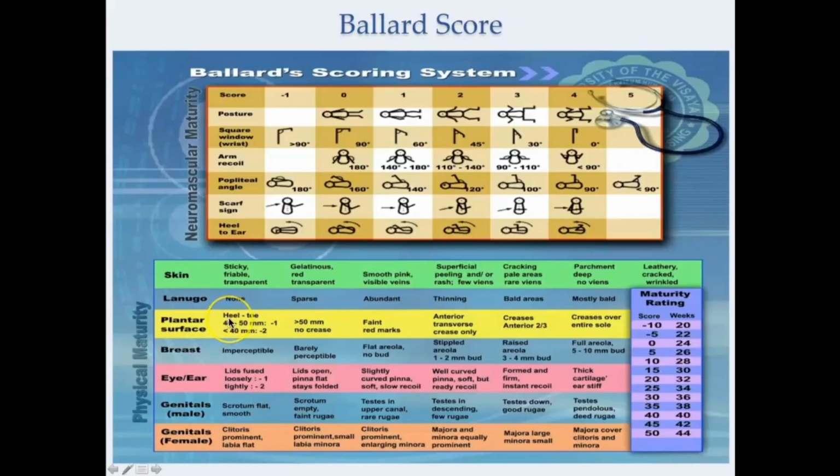So when you have a preterm baby, it's going across this way. So most of the time, they're not going to have the lanugo. Their skin's going to be more sticky, friable, and transparent. Their scrotum, if it's a male, is going to be flat and more smooth. Depending on the gestational age when they were born, their eyelids may still be fused and not open completely. And then for females, their labia is going to be more flat.